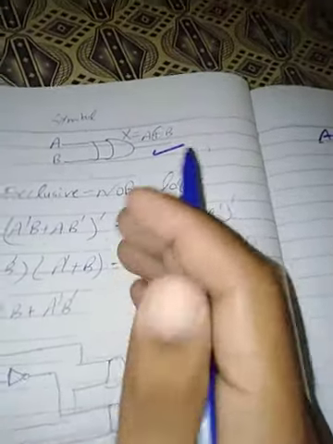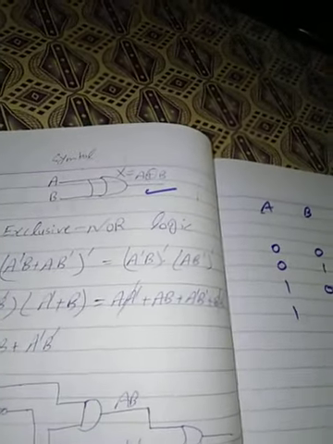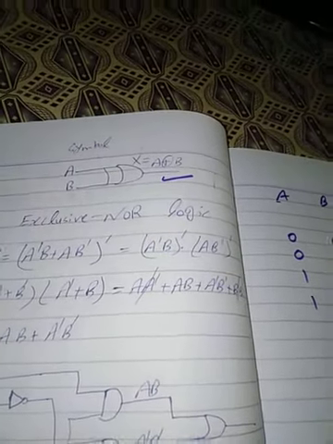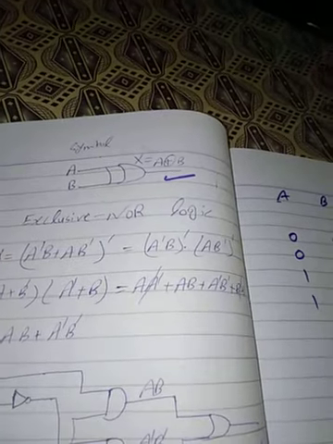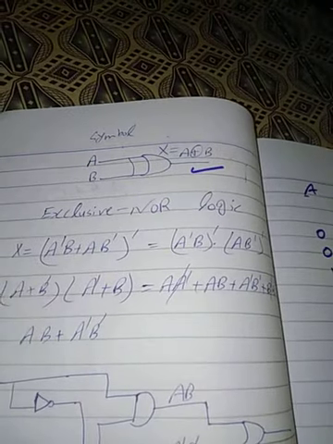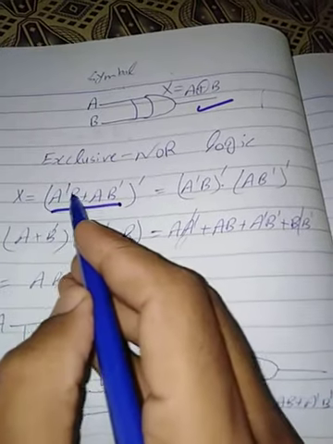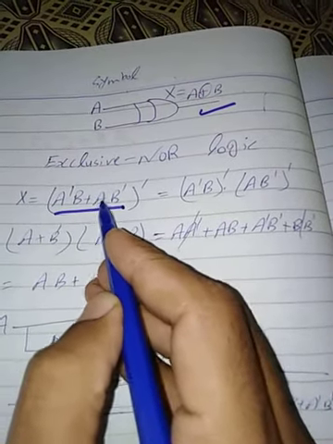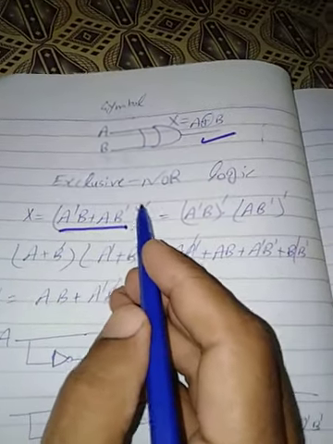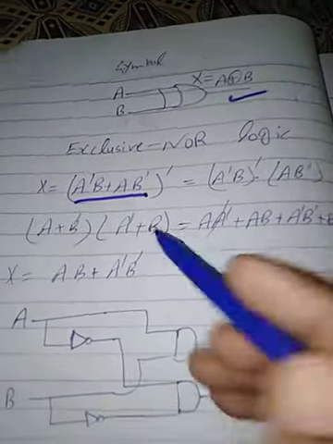Exclusive NOR logic. Exclusive NOR is the same as exclusive OR, but then I use an invert. It means if I take an invert of exclusive OR, then there is an exclusive NOR expression. And if I take an invert of exclusive NOR, then it will be an exclusive OR expression. This is the expression of exclusive OR: A complement B simple plus A simple B complement, whole complement, I am taking its invert. Then I apply the invert, and I am applying De Morgan's law.